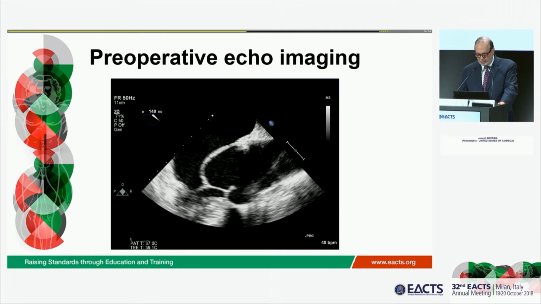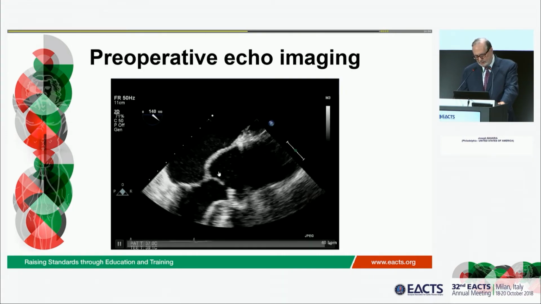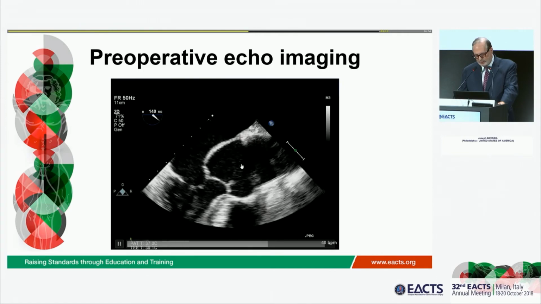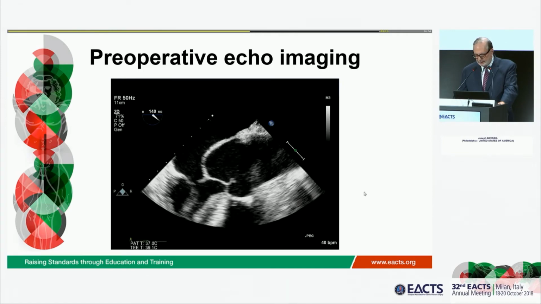So here's what you're looking at. Here's the preoperative echo. He's got nice leaflets. They're not very calcified. They're moving up and down. You can see that he has this root aneurysm.